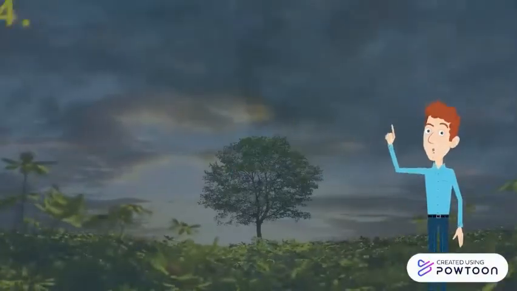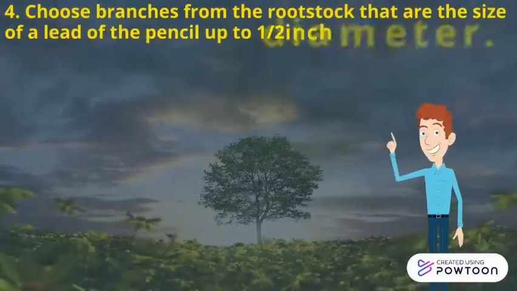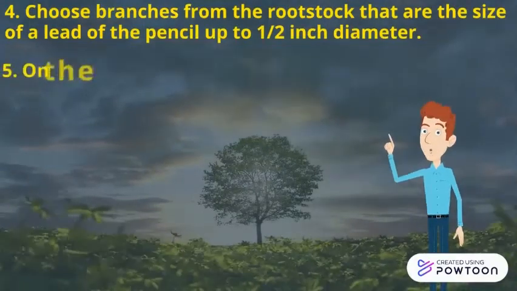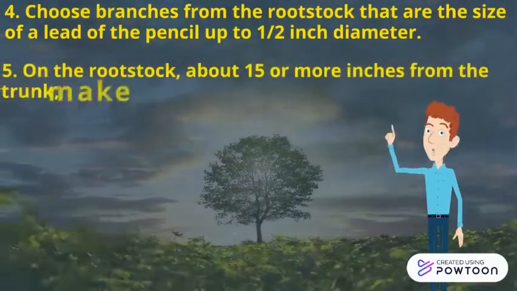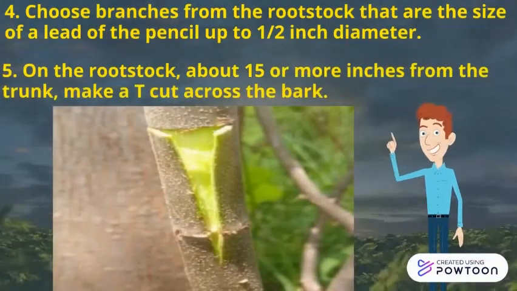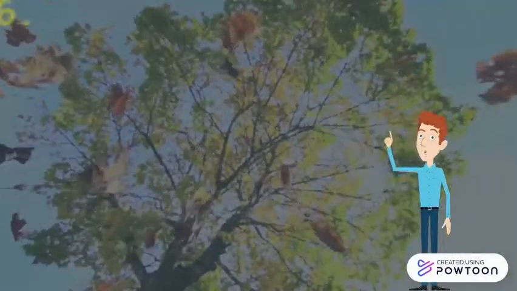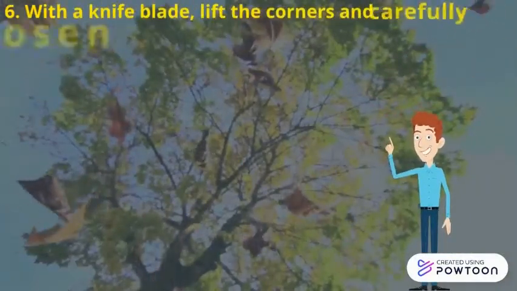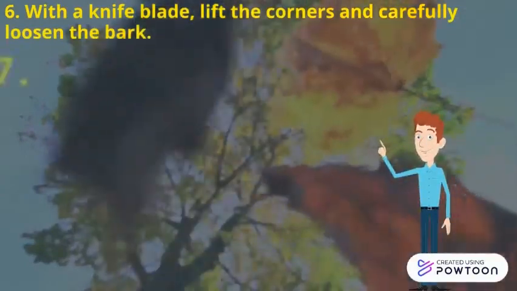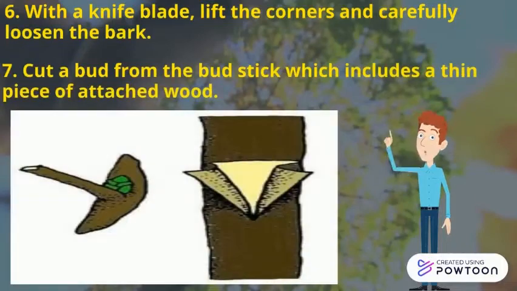Number 4. Choose the branches from the rootstock that are the size of a pencil up to 1/2 inch in diameter. Number 5. On the rootstock, about 15 or more inches from the trunk, make a T-cut across the bark. Number 6. With a knife blade, lift the corners and carefully loosen the bark. Number 7. Cut a bud from the bud stick, which includes a thin piece of attached wood.